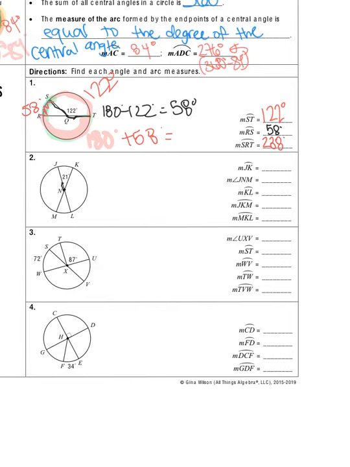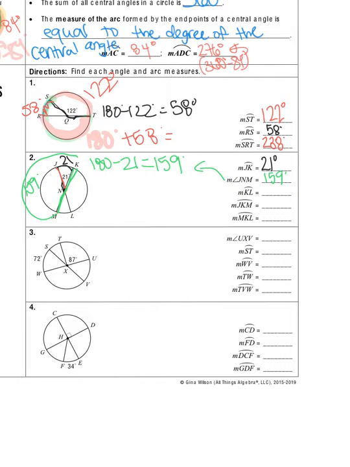For number 2, I'm going to try to find JK. Well, I know that this part is 21, so by default, this arc is also going to be 21 degrees. And then to find JM, it's referring to this angle, but this is definitely a semicircle here to here. So if this whole thing is 180, I can do 180 minus 21, and that gives me 159. So the measure of JM is 159 degrees.